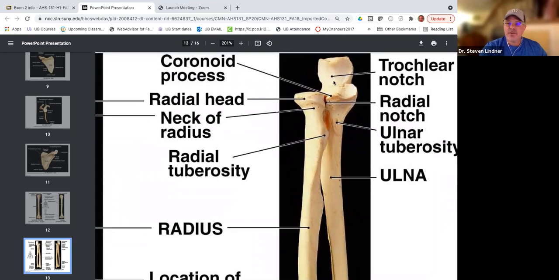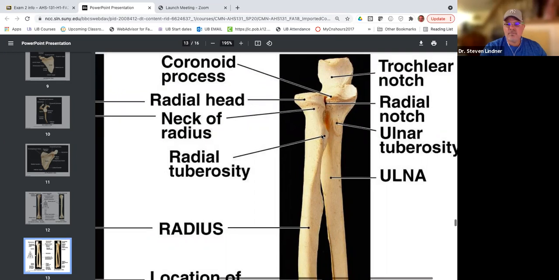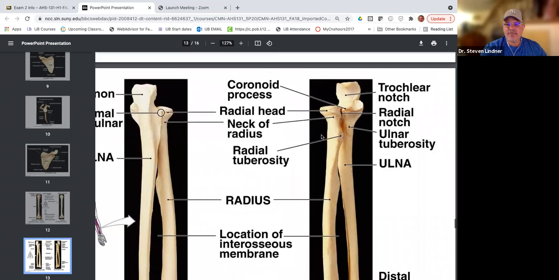Okay, so we have a trochlear notch of the ulna. This bump right here is the coronoid process. In the same horizontal plane as the coronoid process of the ulna is the head of the radius. Just below the head is a neck, and a little bit inferior or distal to it is a tuberosity called the radial tuberosity. The importance of the radial tuberosity is this is the attachment site for the biceps brachii. It's the attachment for the biceps brachii.